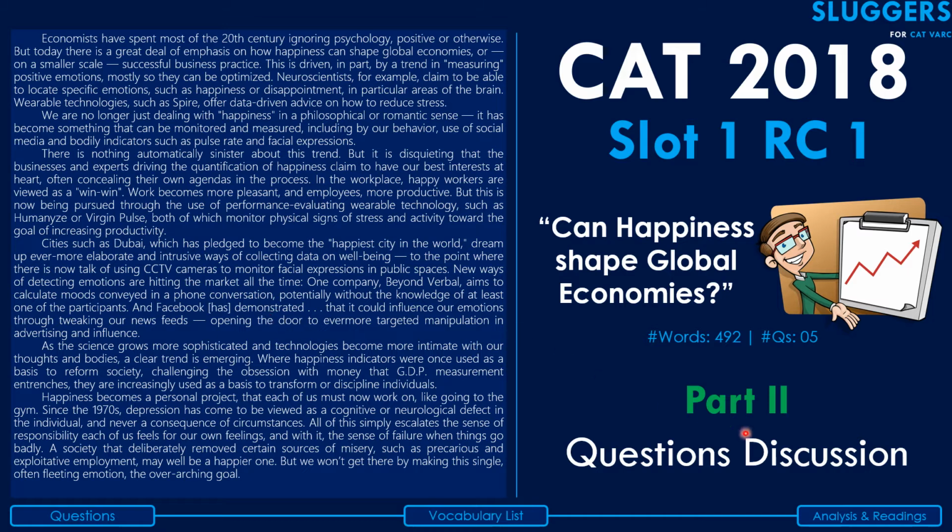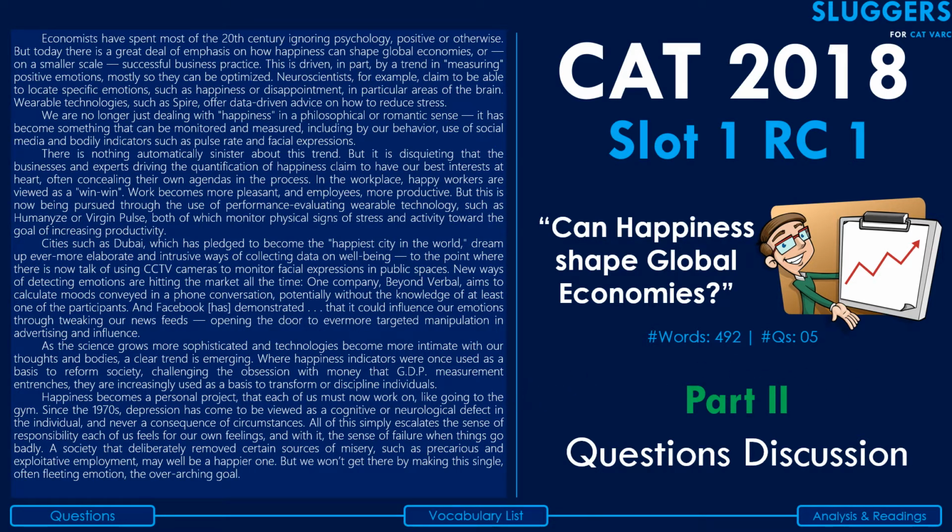This video is the second part of the session wherein we have been discussing an RC that was asked in the first slot of the exam CAT 2018. I've titled the RC as Can Happiness Shape Global Economies, 492 words, 5 questions, pretty standard.